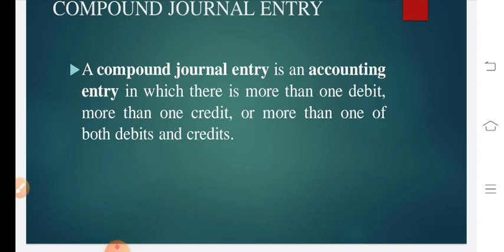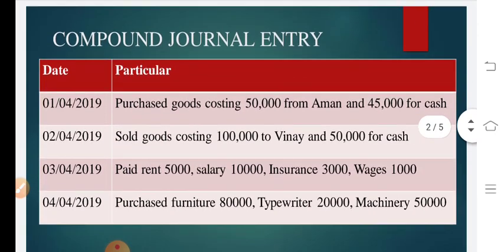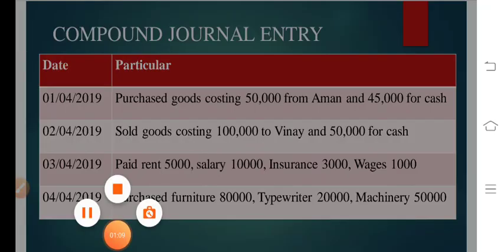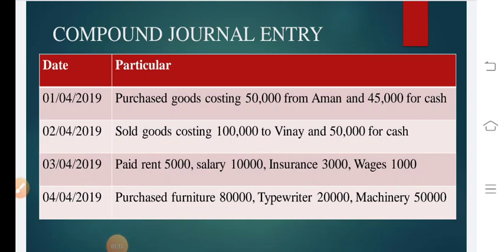To understand compound journal entry, we can have an example. Here we have taken a question of 4 points merely, and the first point is: on 1st April purchased goods costing rupees 50,000 from Aman and 45,000 for cash. That means we purchased goods on 1st April for 50,000 from Aman and 45,000 in cash.